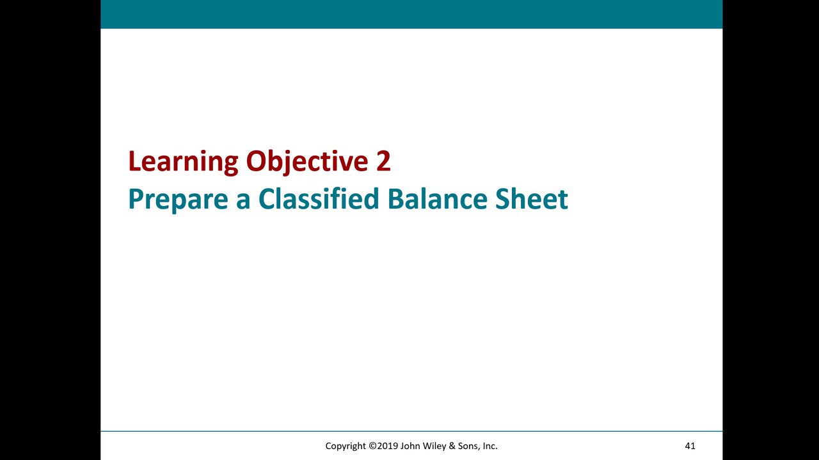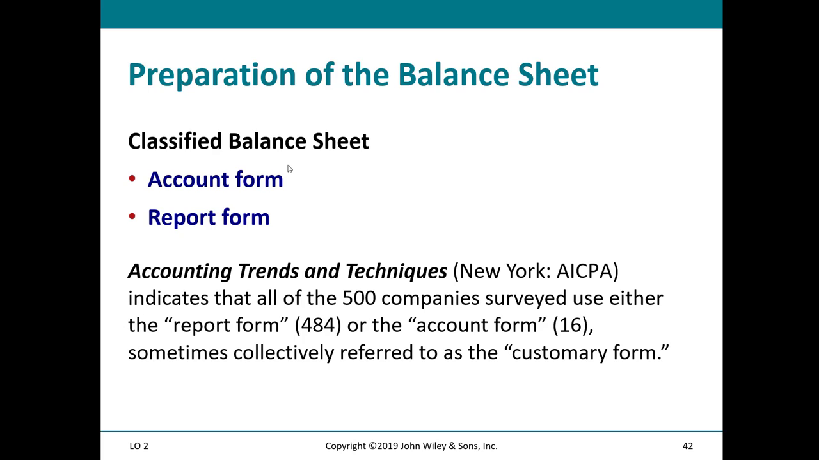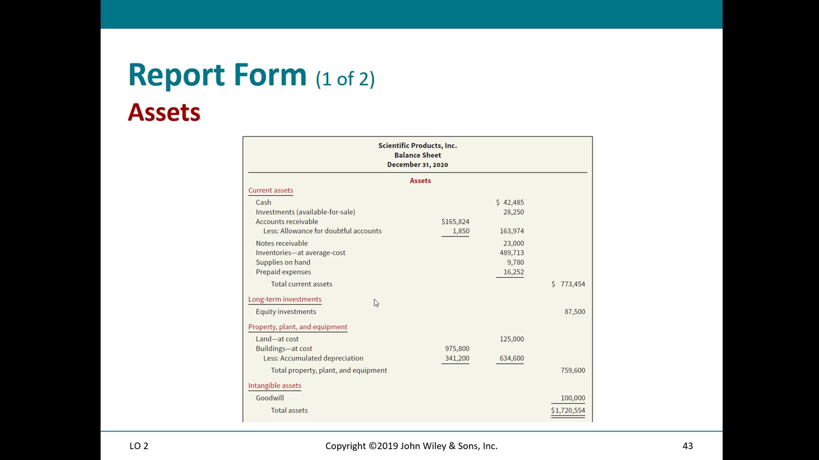Finally, the last thing that we're going to do is prepare the classified balance sheet. There are two ways to show a classified balance sheet: account form and report form. Account form is where the assets are on the left-hand side and the liabilities and equity are on the right-hand side. Report form has the assets listed first and then the liabilities and equity listed below that. So Accounting Trends and Techniques indicates that all of the 500 companies surveyed use either the report form or the account form, sometimes collectively referred to as the customary form.